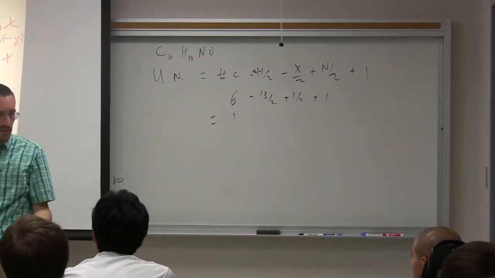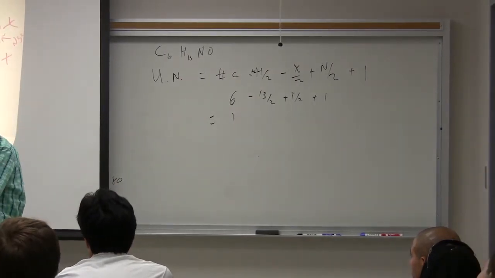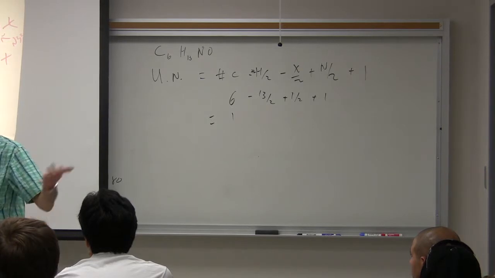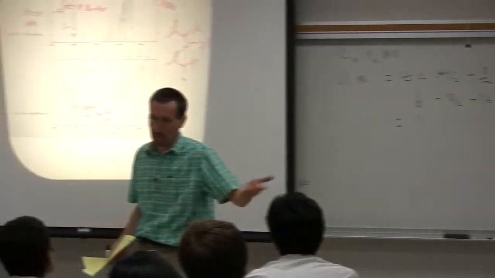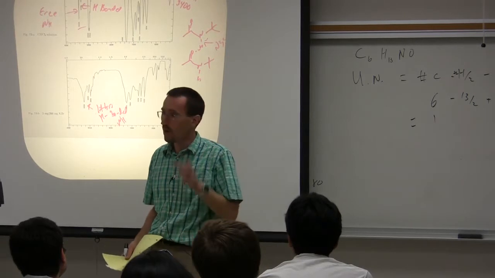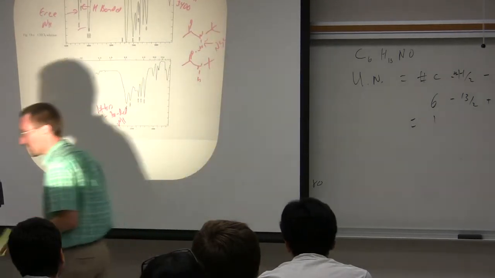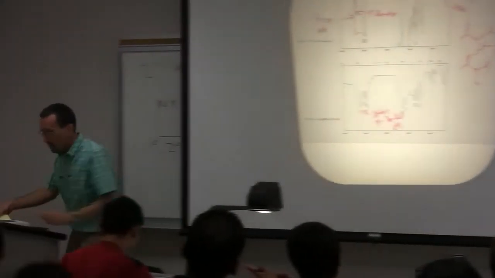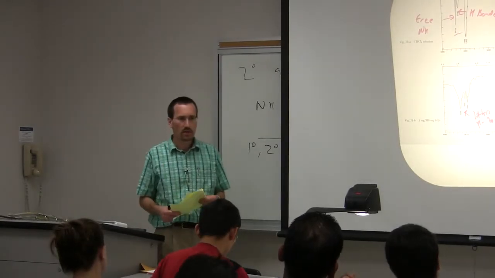But then immediately you're saying, wait a second, we've got a carbonyl in here. It can't be a lactam. It can't be a ring compound, for example. We only have one degree of unsaturation. Thoughts or questions at this point?